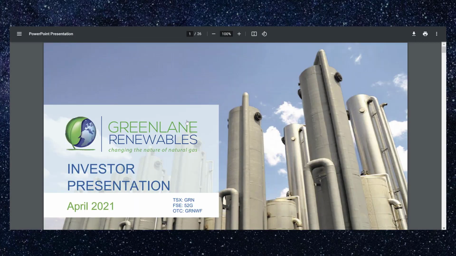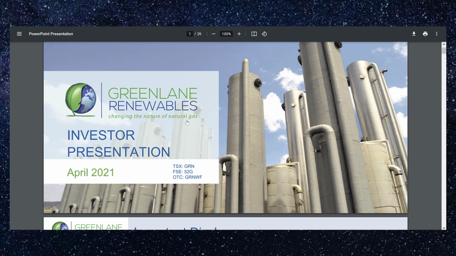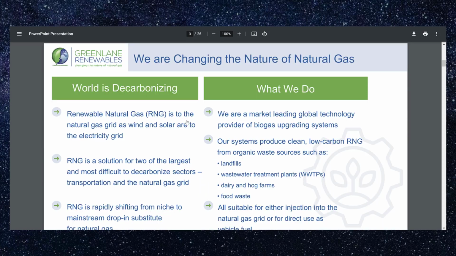And if you click into it, you'll see it actually brings up a PowerPoint presentation. And if the company is on top of things, it should be a very up-to-date presentation. So as you can see with Greenlane Renewables, this is actually dated April 2021. So it's very up to date. Of course, you don't want to be looking at a presentation from 2 years in the past or things like that. So again, this immediately goes into the company and what it is that they do, what their business model is. So they are changing the way the natural gas industry works by creating a renewable natural gas alternative.